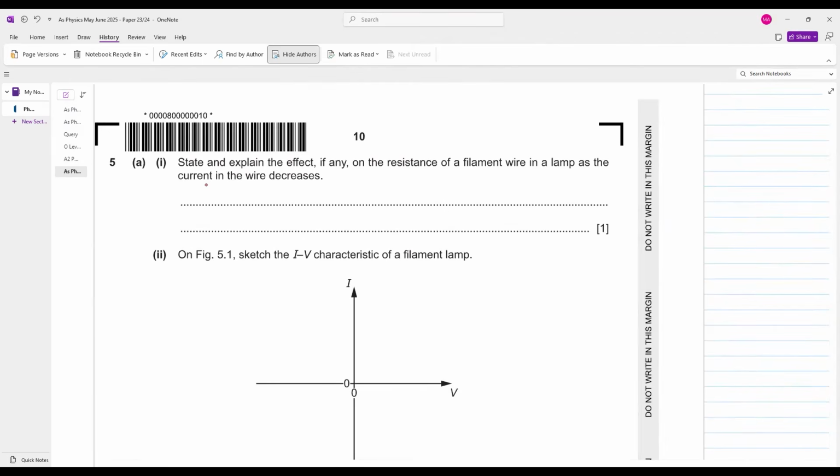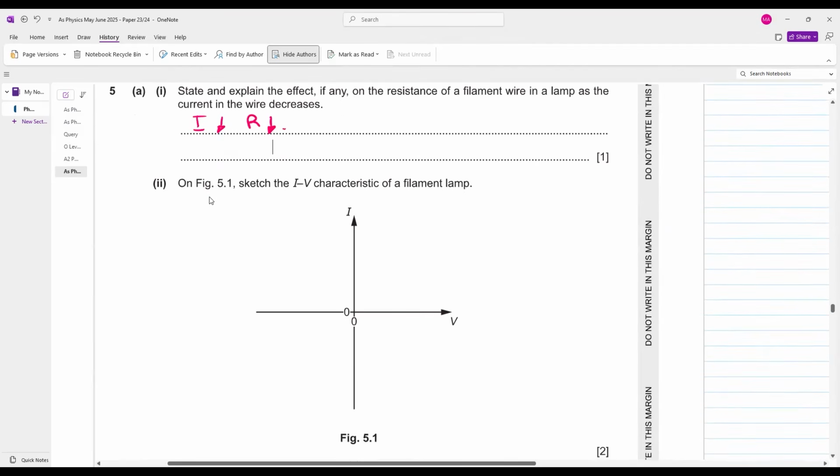State and explain the effect, if any, on the resistance of a filament wire in a lamp as the current in the wire decreases. As soon as the current in the wire decreases, the resistance in the filament lamp will decrease, because the temperature decreases, the vibrations decrease, and electrons pass over more easily. Current versus voltage graph of a filament lamp, a decreasing curve like this on both sides.